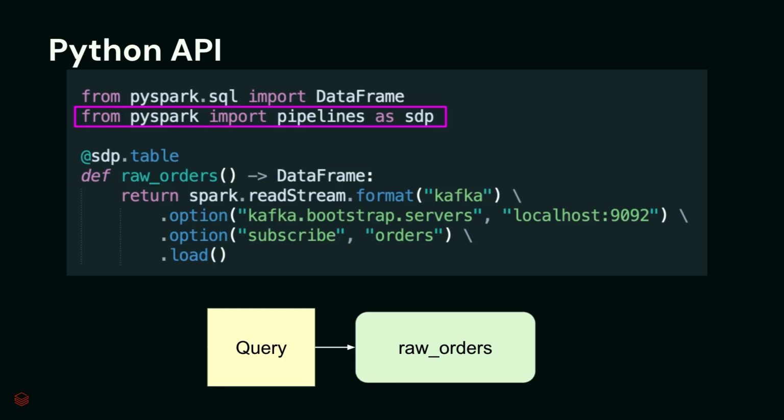The API that we use for defining our table and its query uses Python decorator syntax. So the name of the decorated function is the name of the table, raw orders in this case. And the body of the function returns a data frame, which is the query that's used to populate the table. So in this case, the query is a streaming query. And every time the pipeline gets executed, the results of this query are going to be appended to the table.